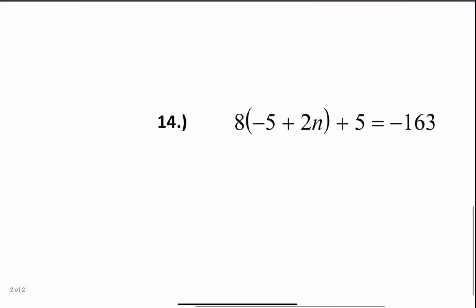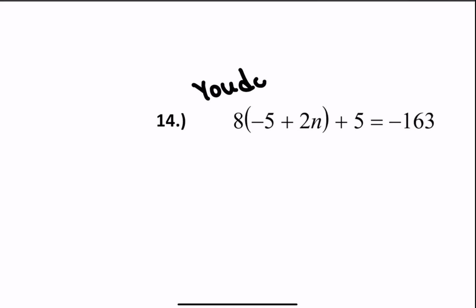All right, I want you to try number 14, and then your homework, you only have to do the problems I told you to do in class, or it will be told in Google Classroom.